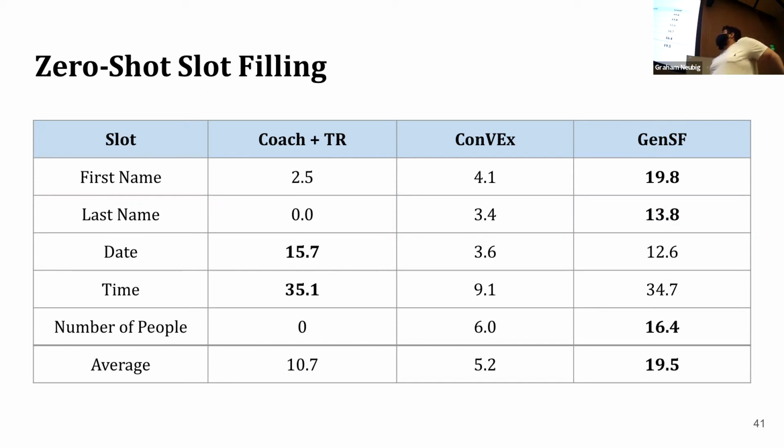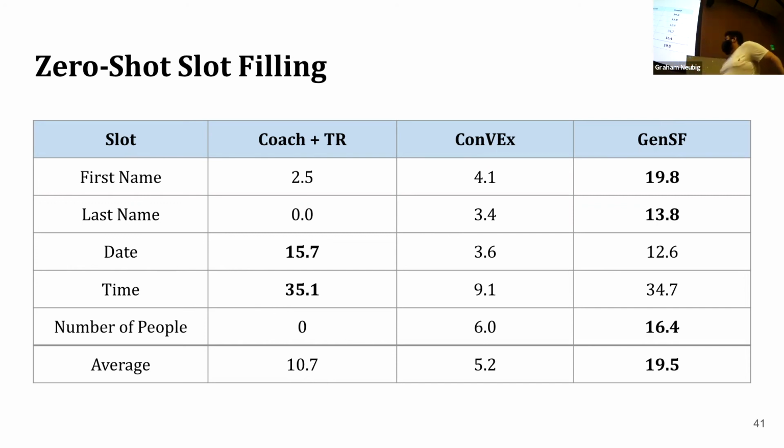Convex, they reported their zero-shot slot filling results, and that's in the middle column. There's an average of about 5.2 F1 score. Though actually, the real problem with their approach is that things that are not actually slots are often identified as slots. Like the precision of this model is very low.